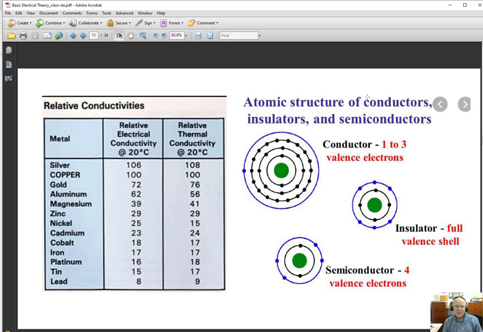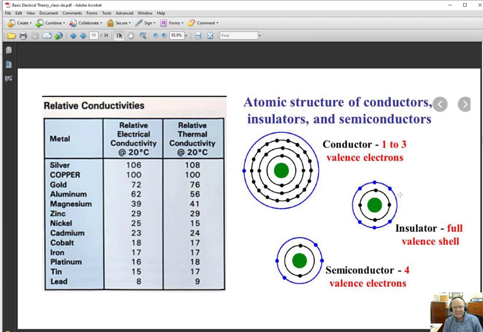As far as atomic structure goes, if you look at the difference between insulators, semiconductors, and conductors, here's the atomic structure of a conductor. 1 to 3 valence electrons, this means the ones in the outer shell. You have one electron sticking out here, you can just see it's completely unprotected, at least it's completely unbound by all these other electrons. Very easy to knock that free, and if you knock that free from one atom and it goes to the next atom, you have electrical flow.